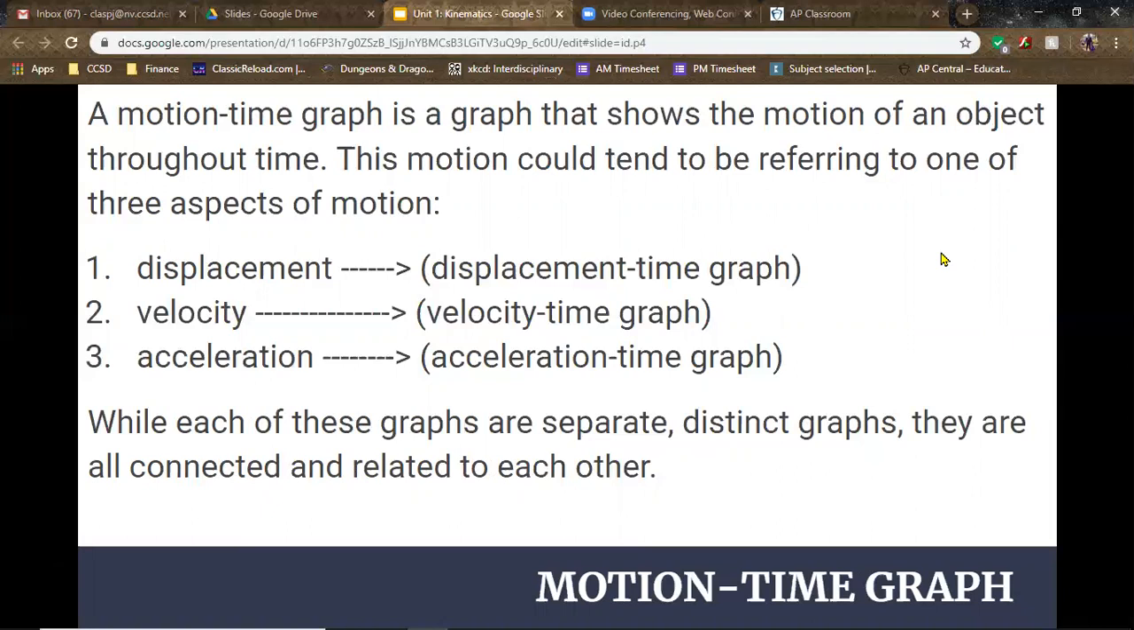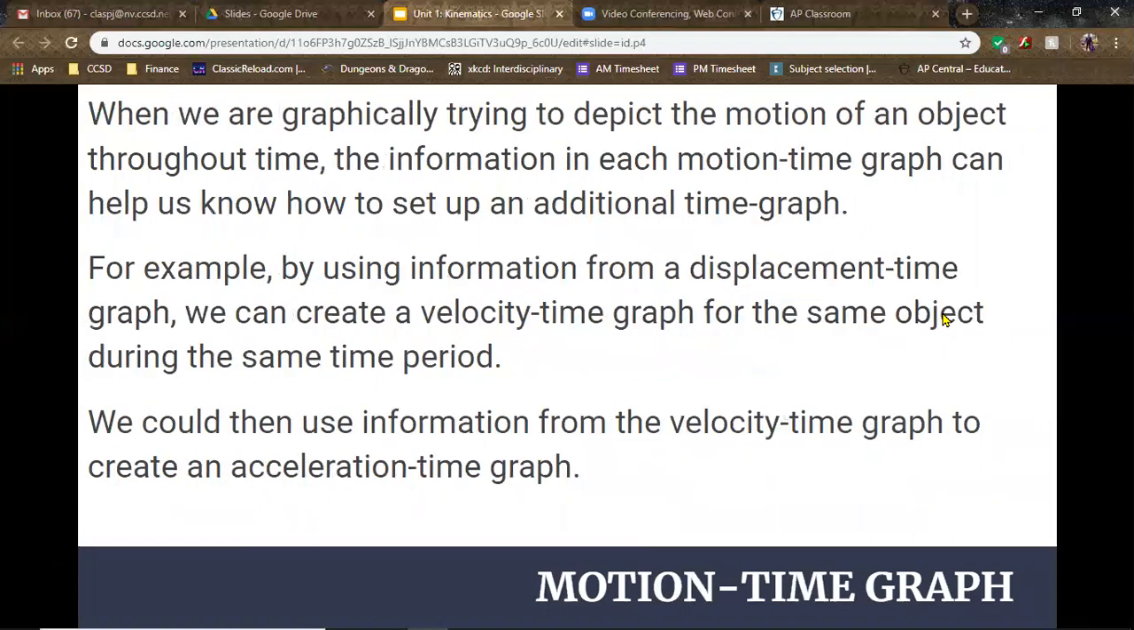Now, each graph is its own graph. It's separate from the other ones. They're distinct. However, they do connect and relate to each other. So whenever you're looking at a motion time graph, the first thing you want to do is look at the axes to decide what type of graph am I looking at. Am I looking at a displacement time graph? Am I looking at a velocity time graph? Or am I looking at an acceleration time graph? That's the first thing you want to do.